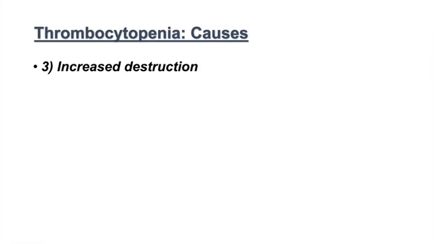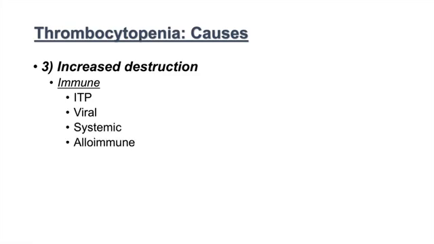The third major cause is increased destruction. Increased destruction, again, can be caused by many different factors. One of them can be immune. So a subcategory in increased destruction is immune destruction of thrombocytes. Immune causes include ITP, can be viral causes, can be systemic causes, can be alloimmune, so if we have a blood transfusion it can lead to alloimmune reactions which lead to destruction of thrombocytes.